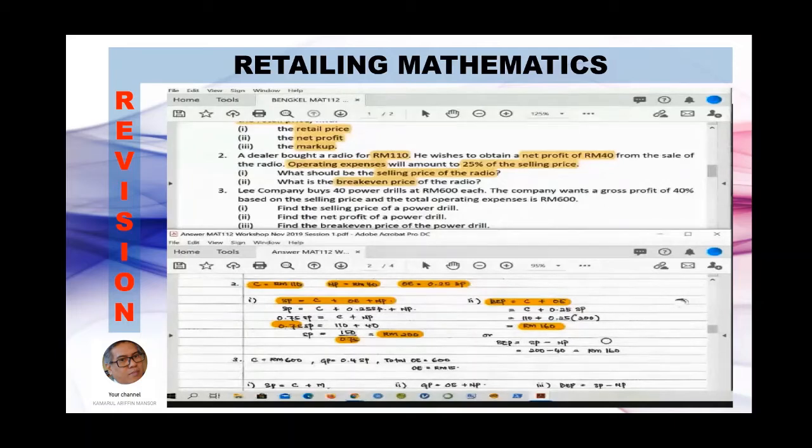Okay. Ataupun kaedah yang kedua yang kita boleh gunakan adalah dengan menggunakan formula break even price bersamaan juga dengan SP tolak dengan NP, iaitu net profit. Okay, so selling price tolak dengan net profit akan memberikan kita break even price. So that means SP kita cari tadi sama dengan 200. Net profit kita diberi sama dengan 40. So 240 kita still akan dapat dia punya break even price to be 160. Okay, so that is the solution untuk yang nombor 2.